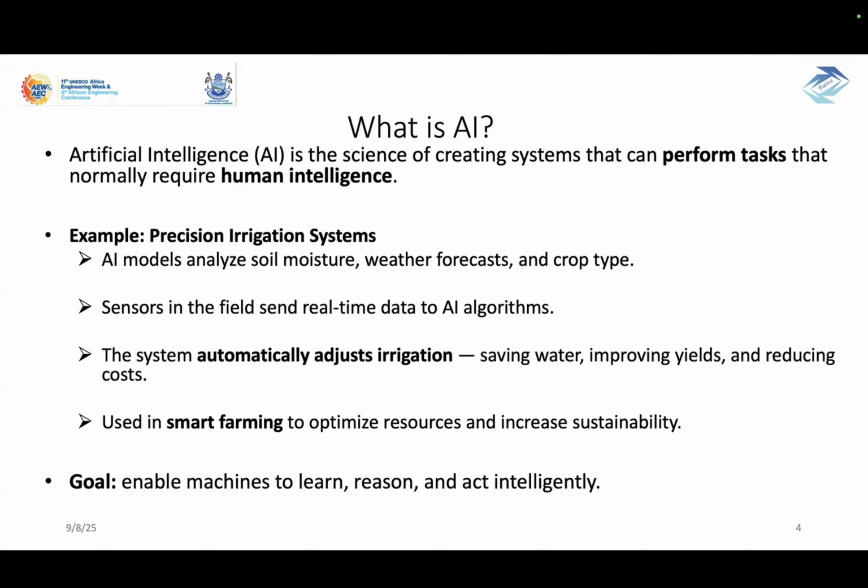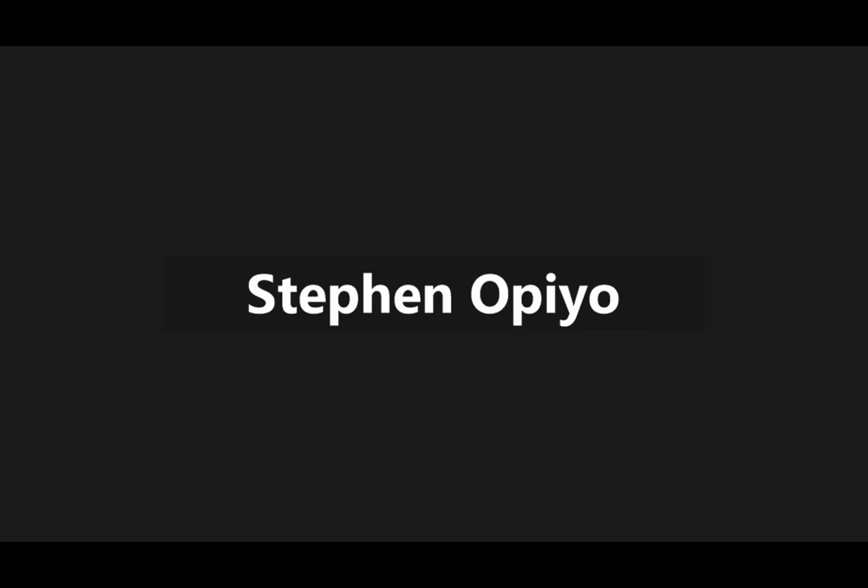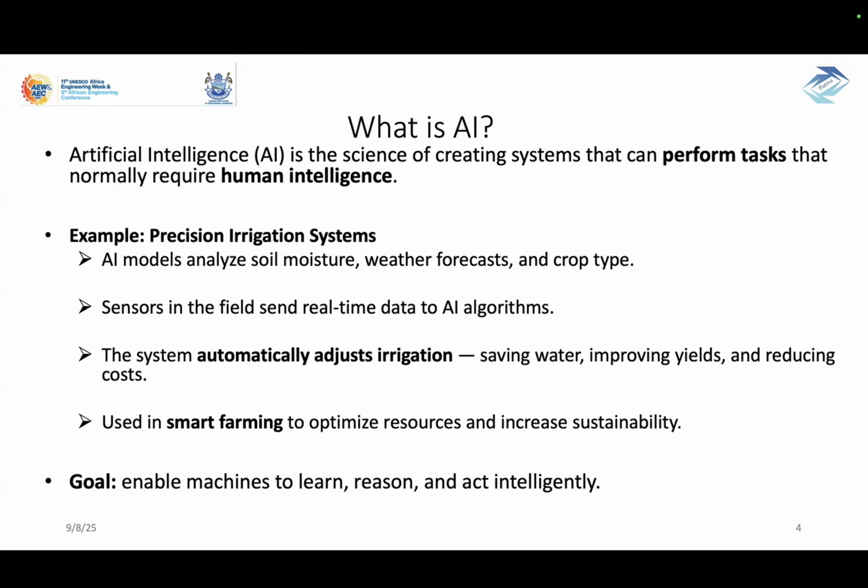So what's the goal? It is to enable machines to learn, reason, and act intelligently. That's basically what AI is: doing something that human beings can perform. And we'll see in the next few slides that when you reach generative AI, it does not only use historical data, it uses the historical data and can now create something else. Okay.